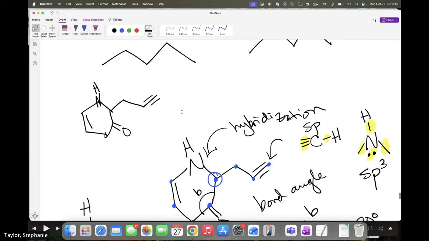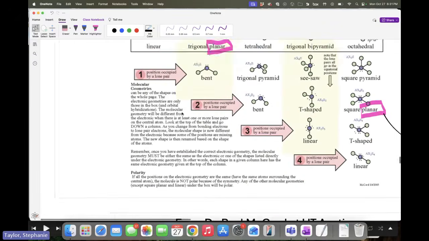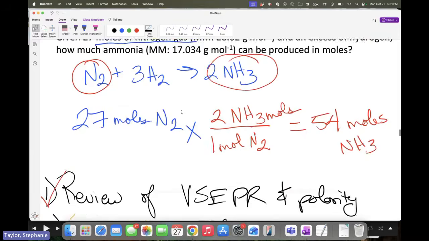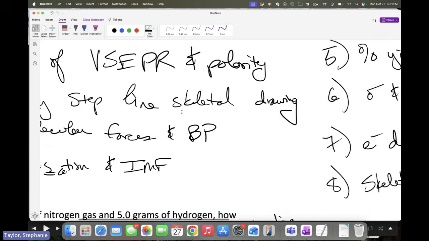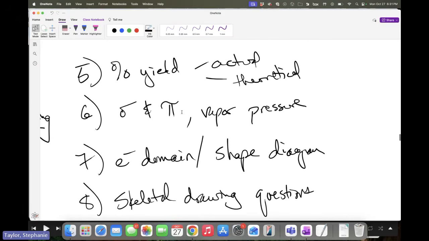Okay. Oh no. Where did the questions go? There. Okay. Intermolecular forces in boiling. Nope. So skeletal drawing questions. I answered this one. The electron domain shape diagram.